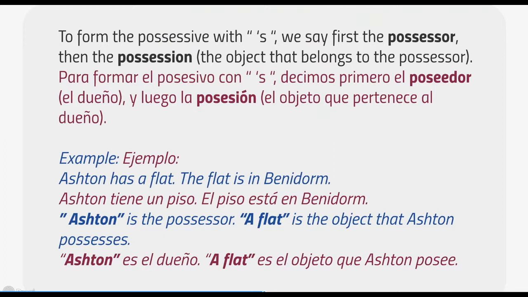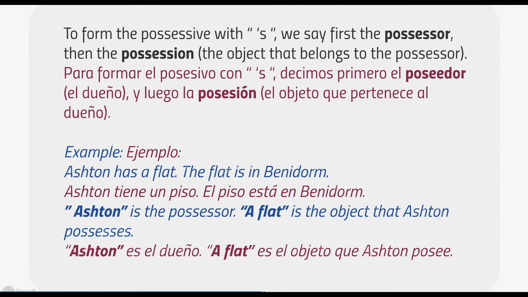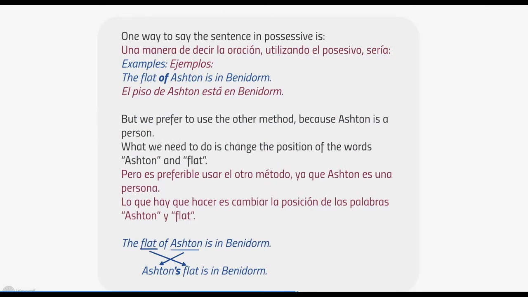To form the possessive with apostrophe S, we say first the possessor, then the possession, the object that belongs to the possessor. Example. Ashton has a flat. The flat is in Benidorm. Ashton is the possessor. A flat is the object that Ashton possesses. One way to say the sentence in possessive is: the flat of Ashton is in Benidorm. But we prefer to use the other method because Ashton is a person.